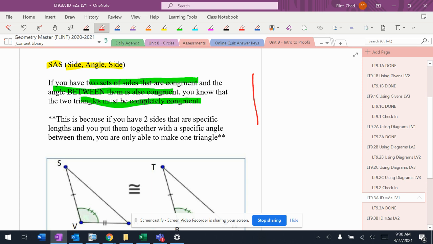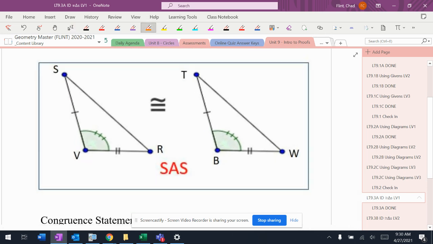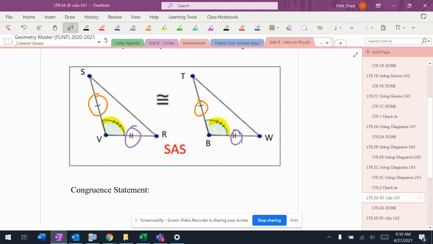All right, so basically you have a side and an angle right here. Okay, and that's the situation. The angle has to be between the two sides. All right, so if I look down here, there's a picture of basically what I just showed you: a side, an angle, and another side. And notice the angle is in between the two sides. It has to be in between the two sides in order for it to work.